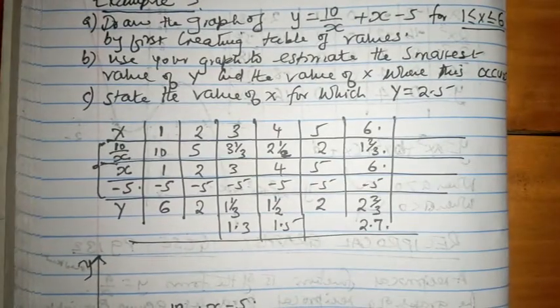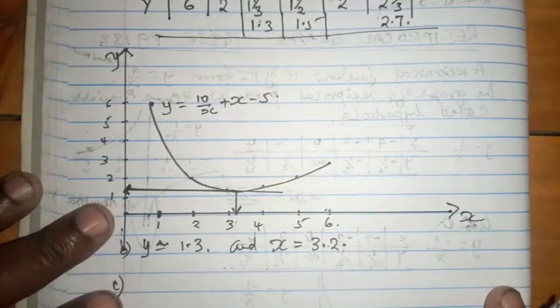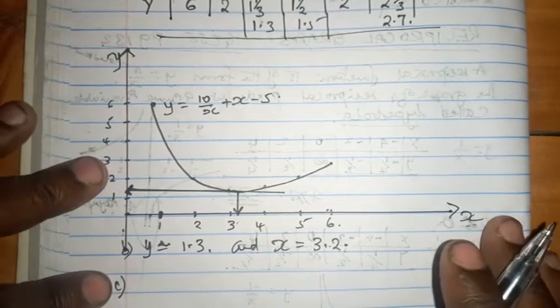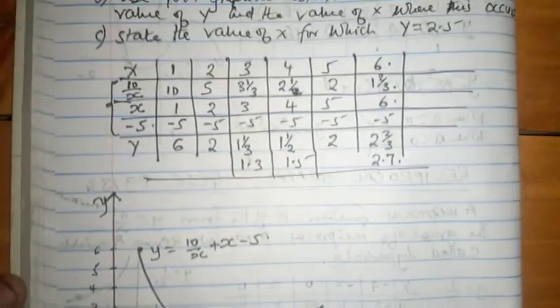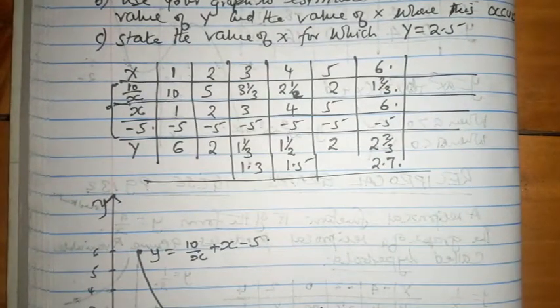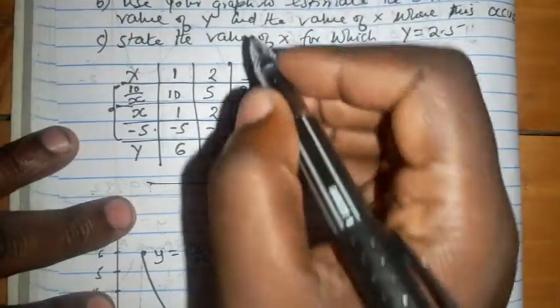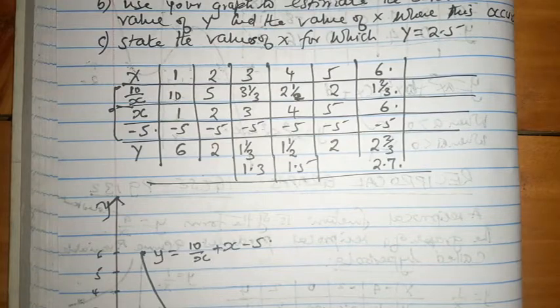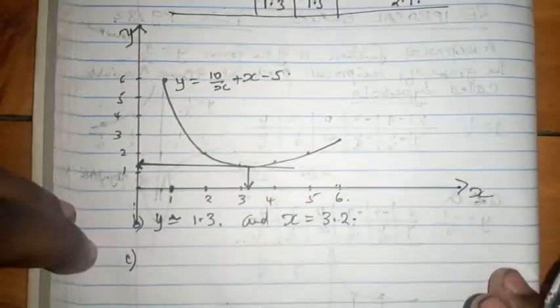Part C, we are asked to state the values of x for which y is 2.5. State the values, because the question is state the values of x. It's plural. The values of x for which y is equal to 2.5.